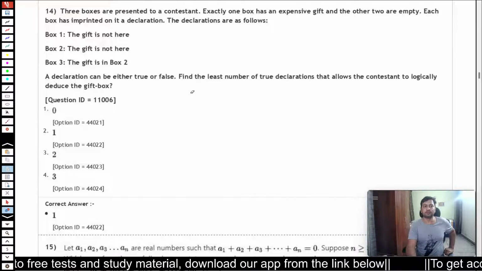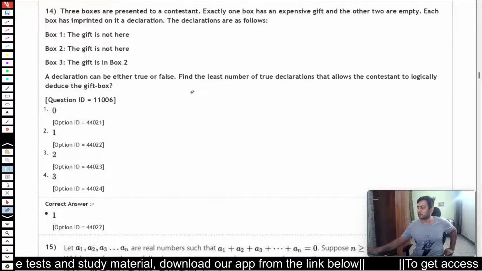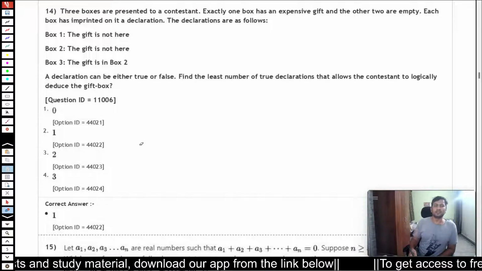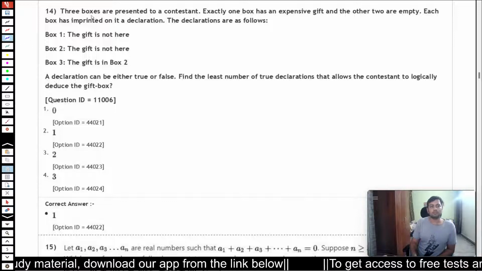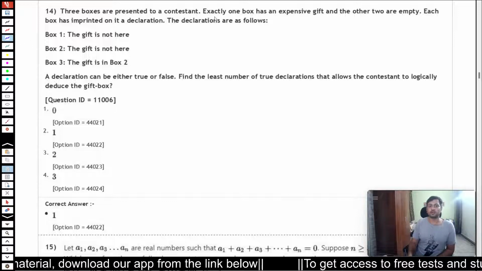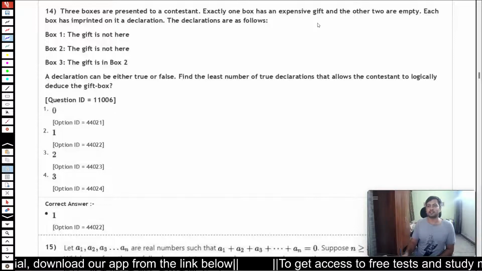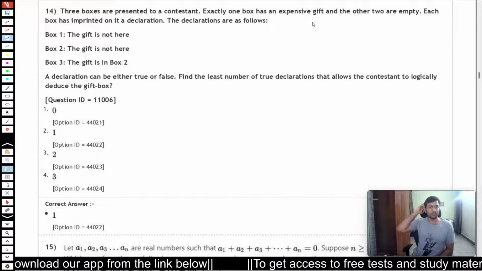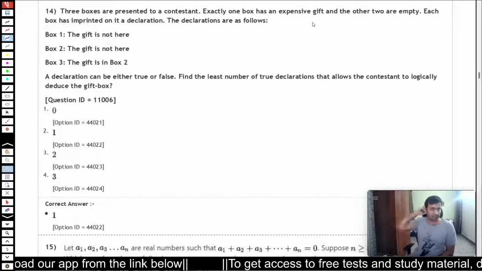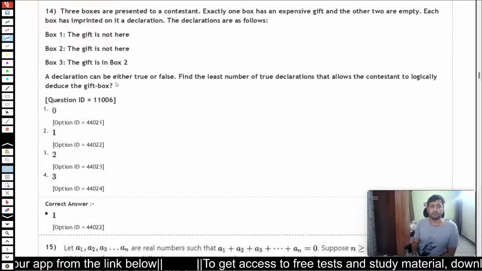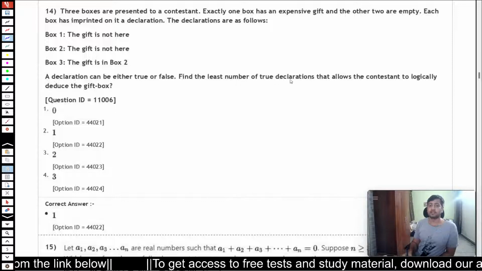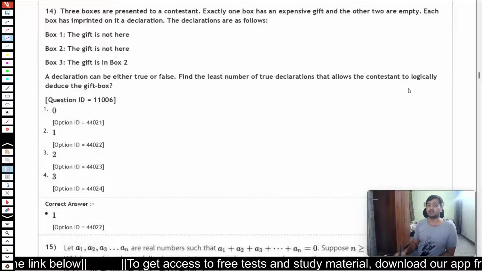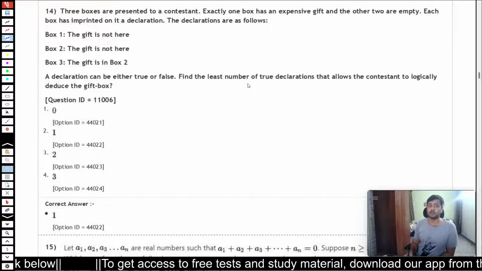Alright, let's move to question number 14. This is a logic question. It's very straightforward. There are 3 boxes presented to a contestant. Exactly one of the boxes has an expensive gift and the other 2 are empty. Each box has imprinted on it a declaration. Now a declaration can either be true or false. Find the least number of true declarations that allows the contestant to logically deduce the gift box.